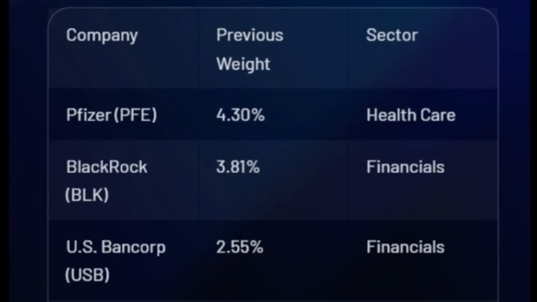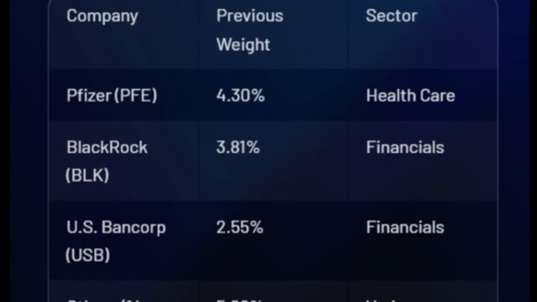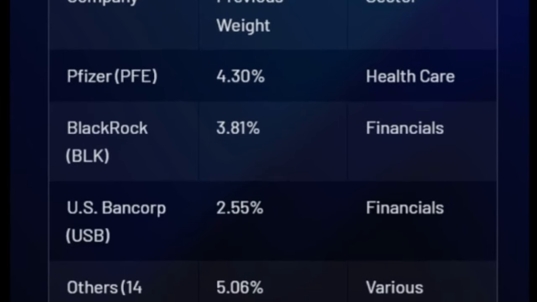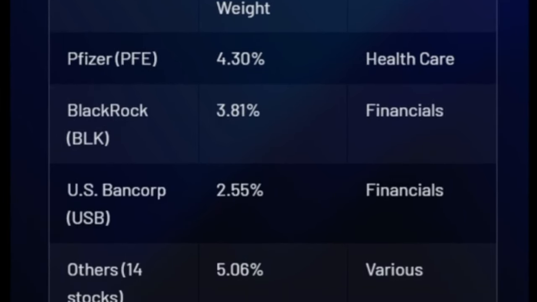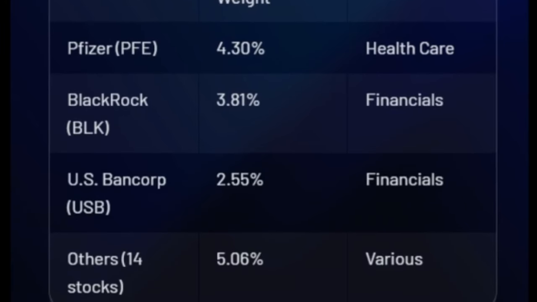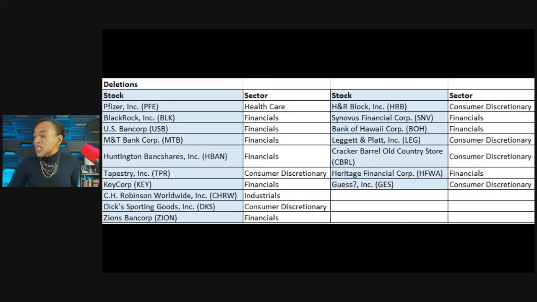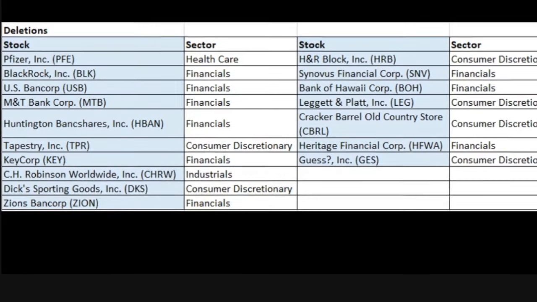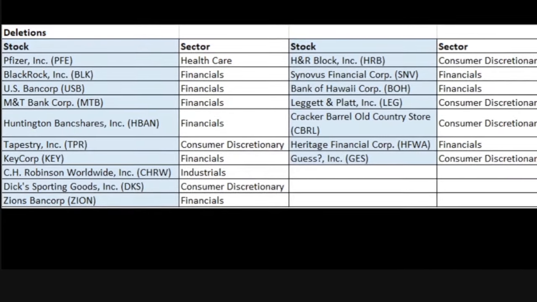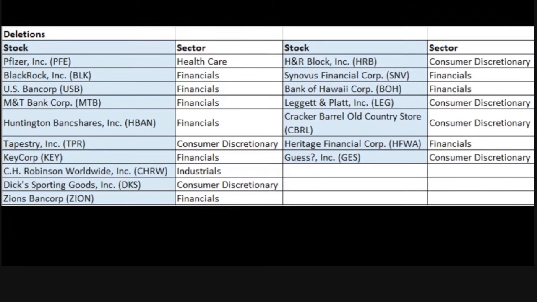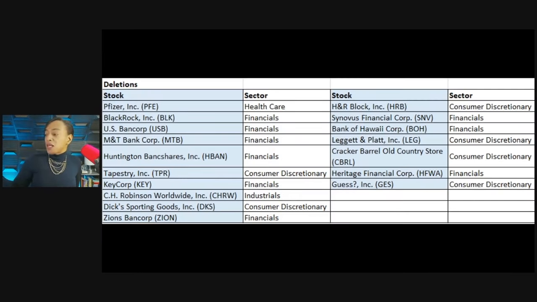Financial company BlackRock was removed, likely due to a dividend yield that no longer met SCHD's criteria. And another financial company removed was U.S. Bancorp. And here's a full list of the 17 deletions that have just occurred. A few familiar names to me are M&T Bank, Dick's Sporting Goods, as well as H&R Block. Several financial institutions, as well as consumer discretionary companies, were also removed, reflecting a strategy in the fund's composition.